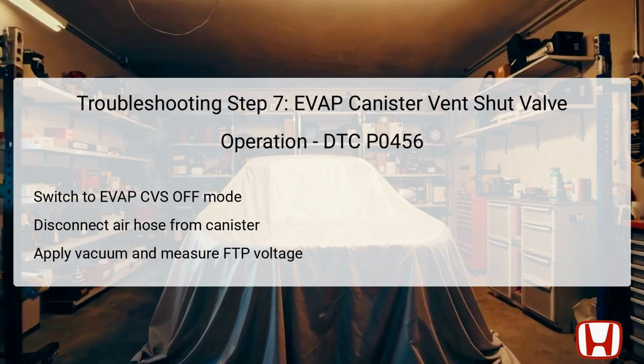Transition to testing the EVAP canister vent shut valve by switching to EVAP CVS off mode. Disconnect the fresh air hose from the canister and plug the vent shut valve port to prevent airflow. Apply vacuum as before and monitor the FTP sensor voltage. If the voltage increases more than 0.2 volts within a minute, the vent shut valve is operating correctly. If not, the control valve may be faulty or the line may have an obstruction.